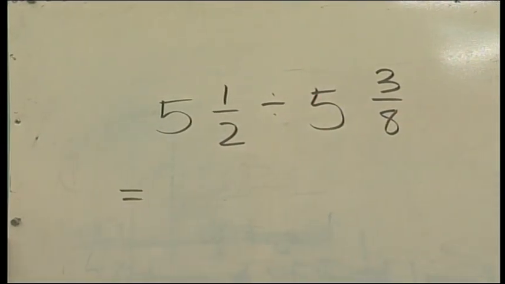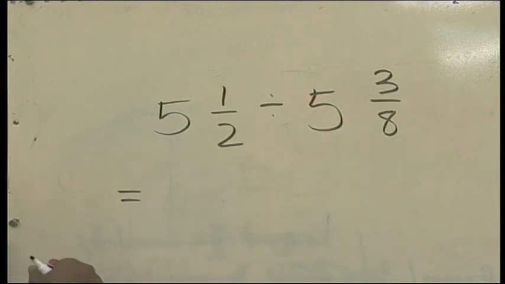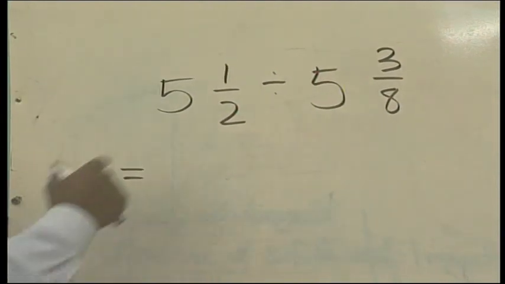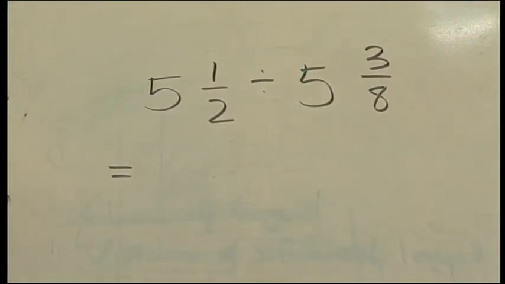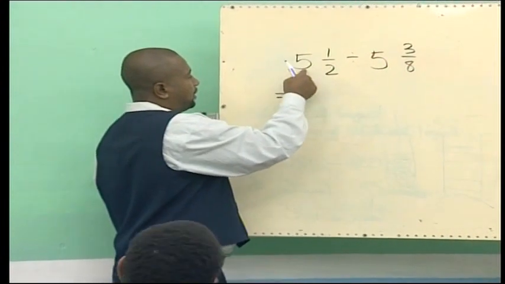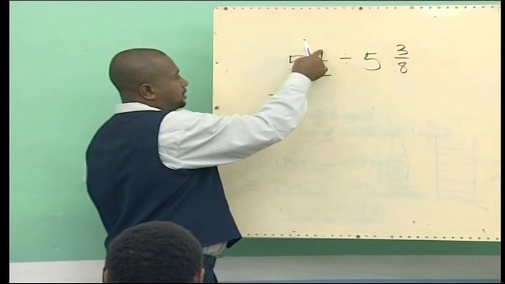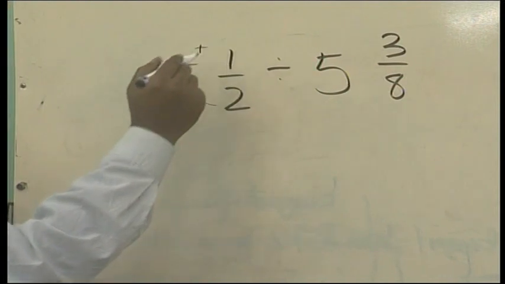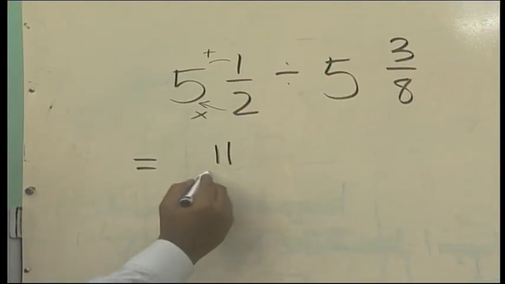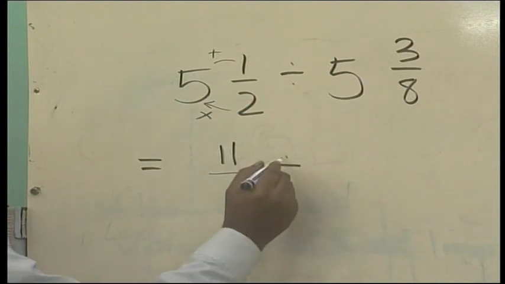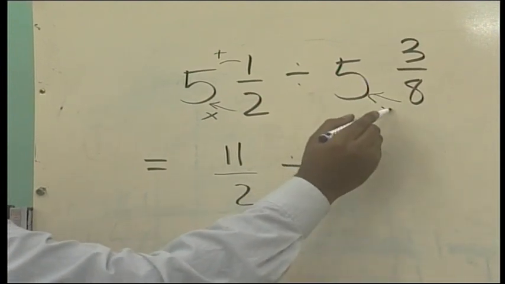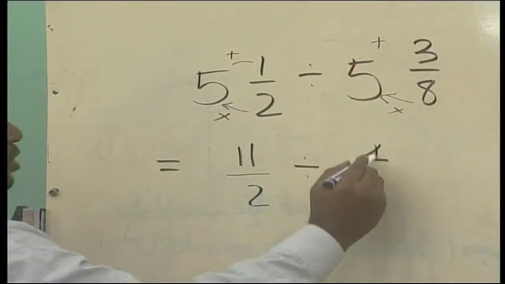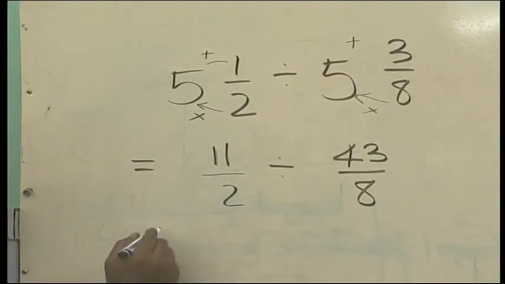Firstly, let's change the first mixed number, which is 5 and 1 over 2, or 5.5. When we change this to an improper fraction, what will it be? 2 times 5 is 10, plus 1 will give us 11 over 2. Divided by 8 times 5 is 40, plus 3 equals 43 over 8. Very good.